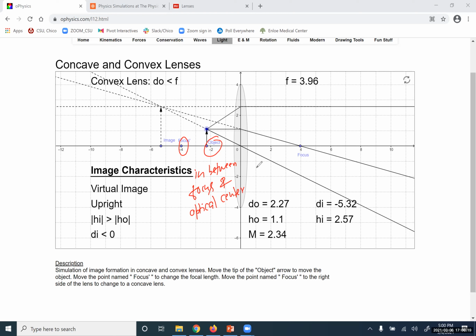If this is the case, you see the image is not real. These two refracted rays will not intersect anywhere, so you get the virtual image. The image will be virtual and upright. The height of the image will be higher, a bigger image. You can see here, the image size is bigger than the height of the object.